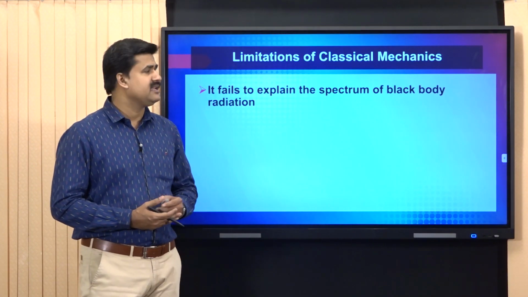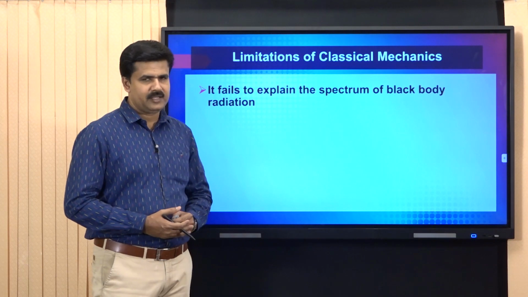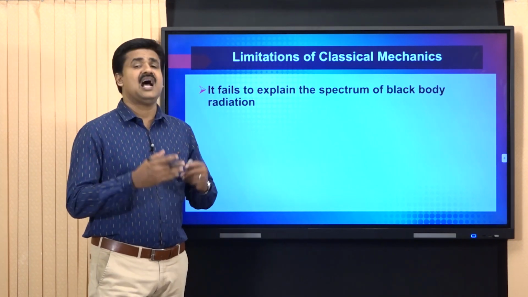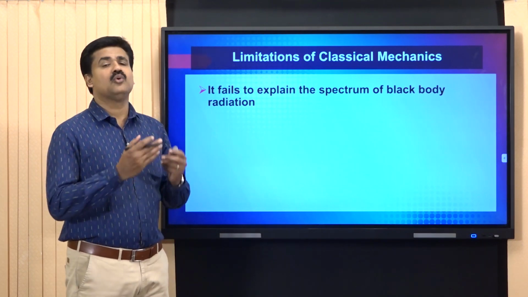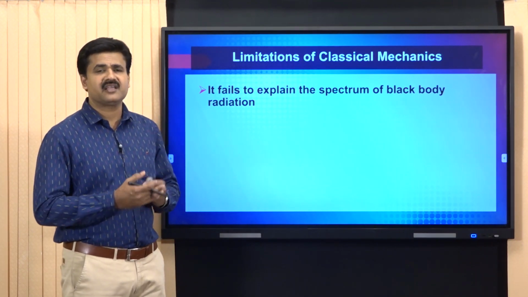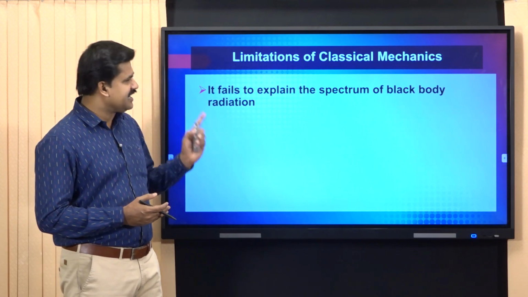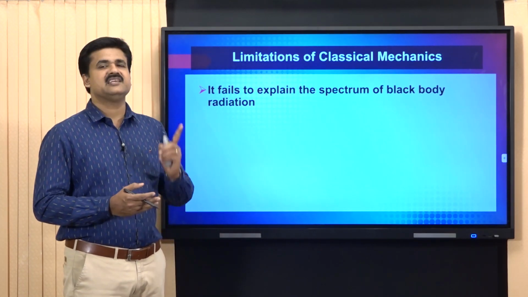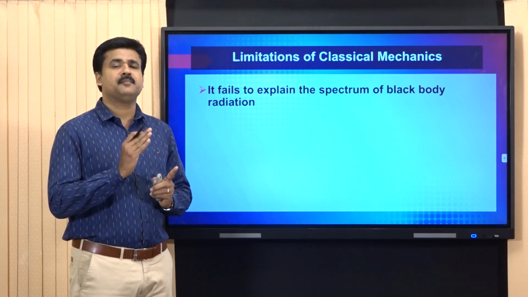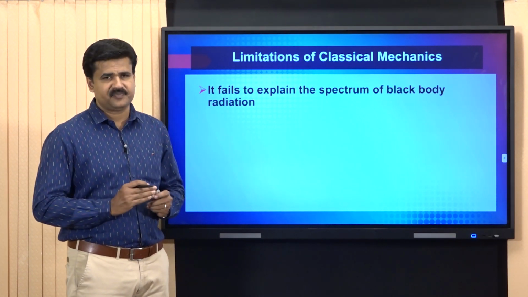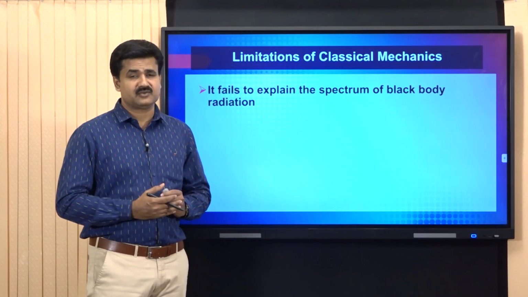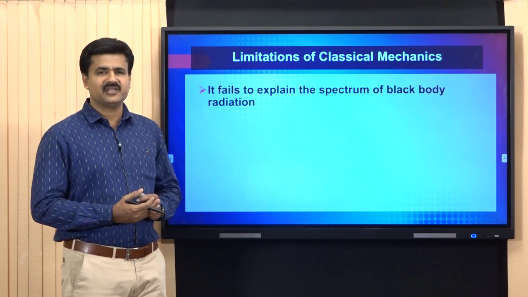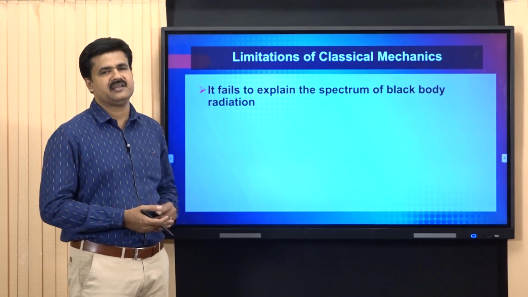What do you mean by the term black body? A black body is a perfect emitter and a perfect absorber of all radiations falling on it. The radiation emitted from the black body depends on the temperature at which the black body is placed. The temperature dependence of black body emission cannot be explained on the basis of classical mechanics.